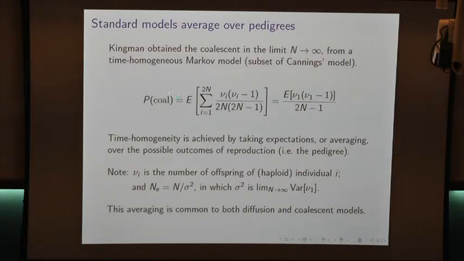You calculate the probability of coalescence of, in this case, two things sharing an ancestor in the previous generation. And the way that works is that there is a distribution of offspring numbers. Nu I is the number of offspring of individual or gene copy I.